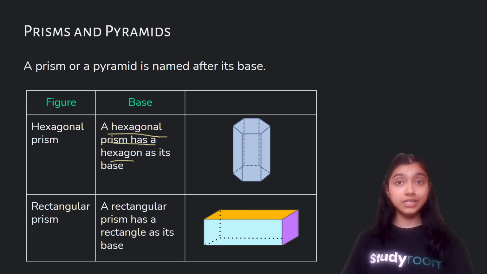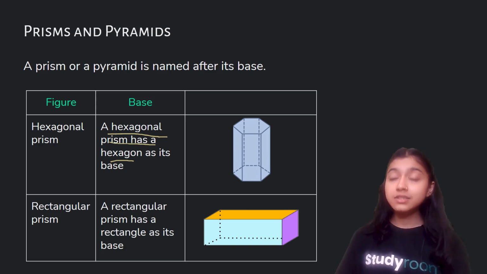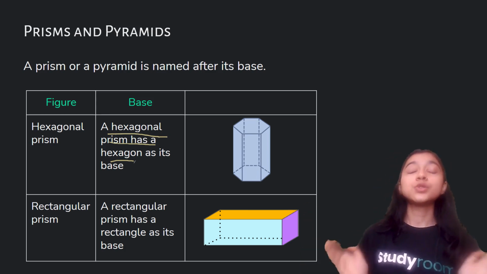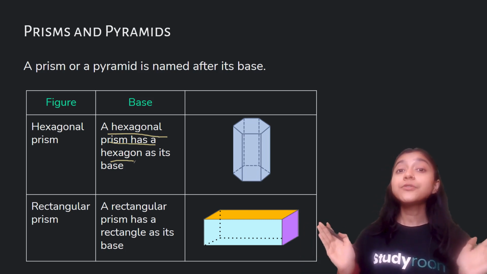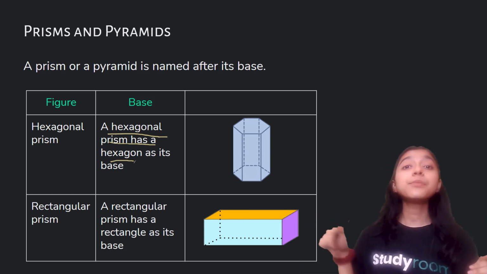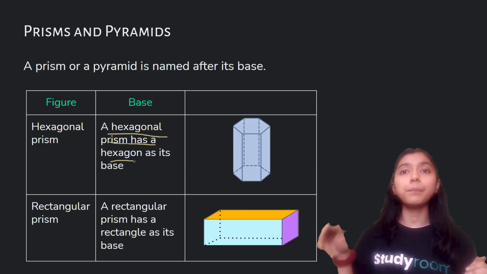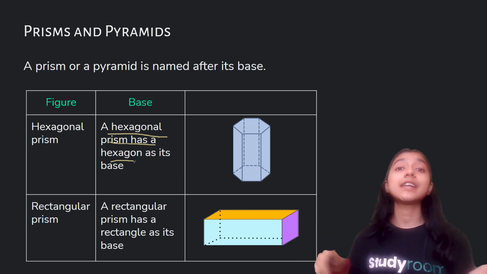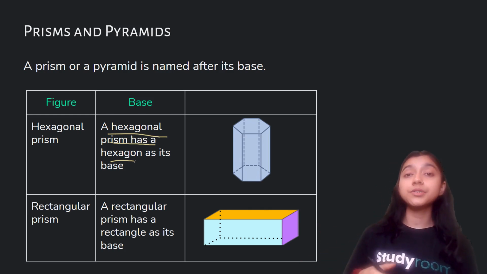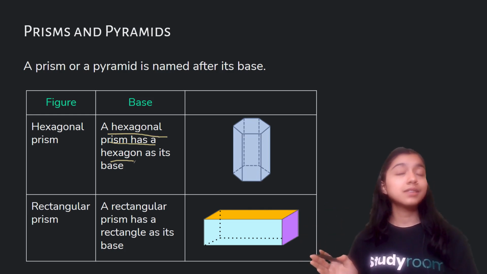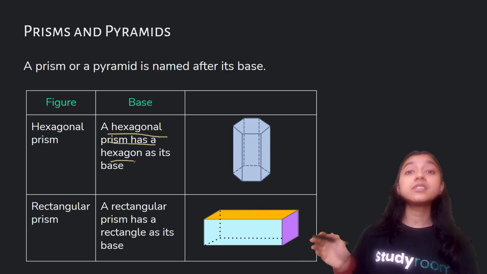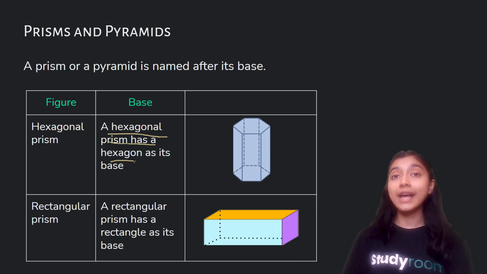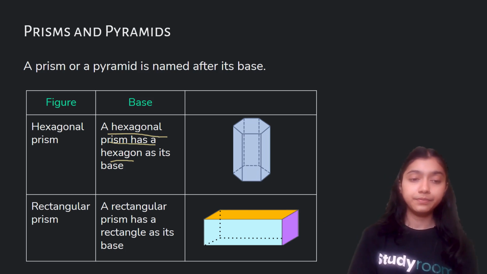Next up, we have a rectangular prism. As the name suggests, a rectangular prism means the base of the prism will be a rectangle. So whenever we get a prism, we have to look at the shape of the base. If the shape of the base is a pentagon, that will be a pentagonal prism. If the shape of the base is a hexagon, that will be a hexagonal prism. The important thing is that the name of the prism depends upon the base. If we have a rectangle as the base, that prism will be known as a rectangular prism.